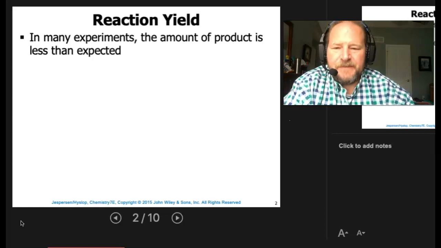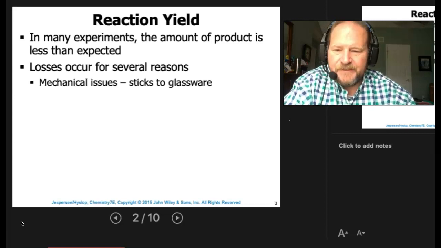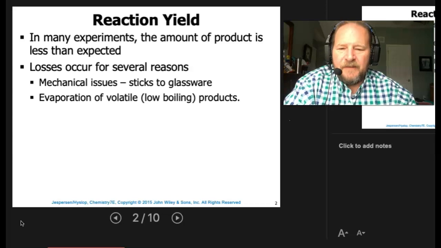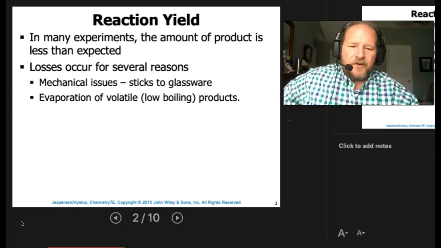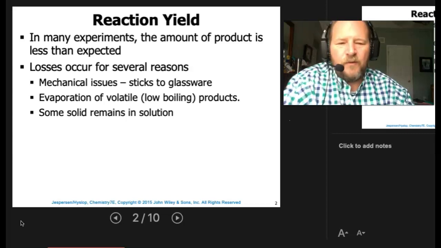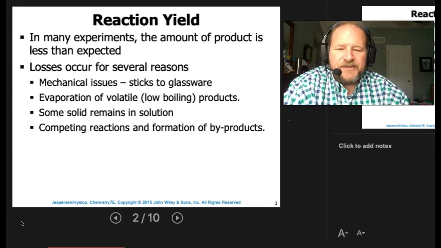So in many experiments, the amount of product is less than expected, right? Losses can always occur for different reasons. Could be mechanical issues. We'll probably see that when we make our aspirin. It's going to stick to the glassware. It's a little hard to get everything out. If you're dealing with volatile or low boiling products, there could be evaporation. Some solid will always remain in solution. Right? There's also competing reactions, especially in organic.